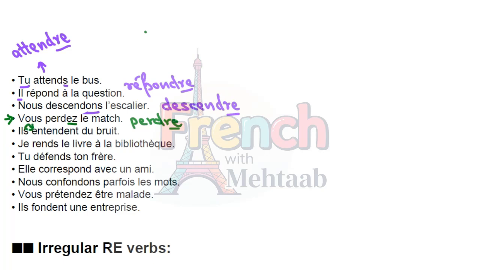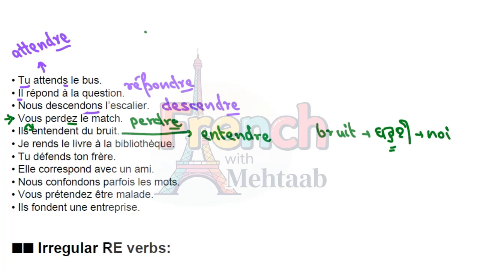Okay. Ils entendent du bruit. Bruit means noise. The verb used in this sentence is entendre. Entendre means to hear. They hear the noise. Bruit means noise. This is pronounced as bruit. Bruit means noise. They hear the noise. Okay. Ils entendent du bruit.